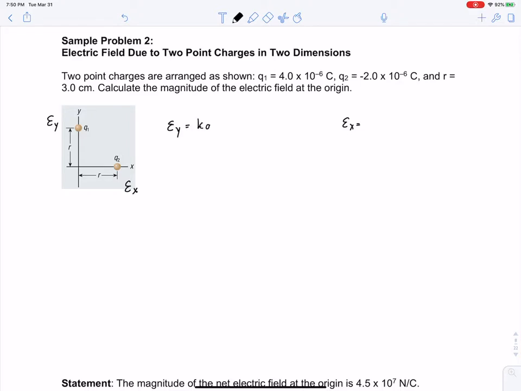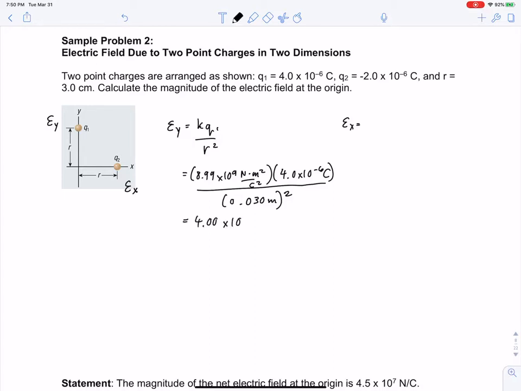Starting with y, it's K Q1 over R squared. K is Coulomb's constant. Q is 4 times 10 to the power of negative 6 coulombs divided by 0.030 meters. That's 3 centimeters squared. If we punch this into our calculator, we end up with 4.00 times 10 to the power of 7 newtons per coulomb. Good. We'll do the same for x.